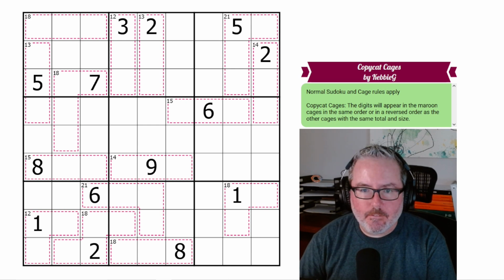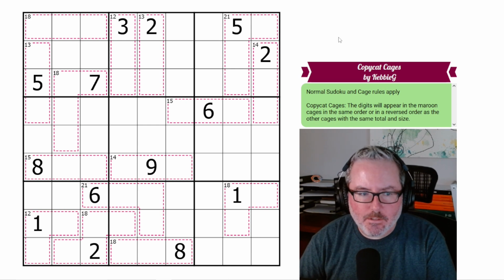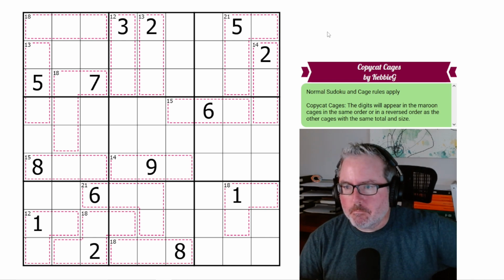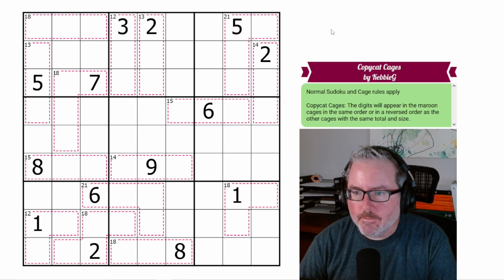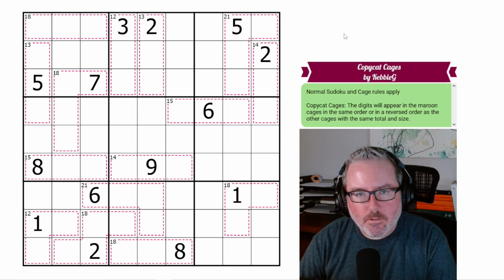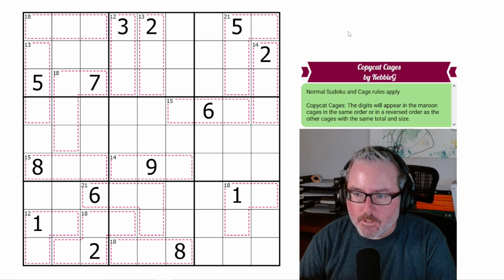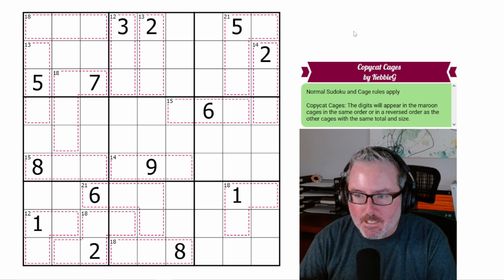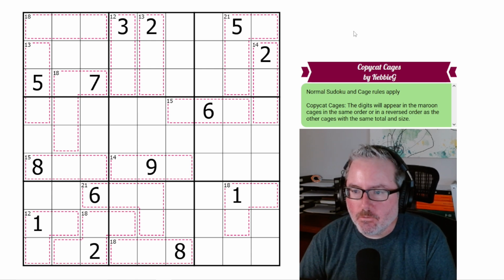So today we have a different concept for some rule sets that I haven't seen before, so I figured I'd give it a try, see what it turns out to be, and maybe it'll be interesting, and maybe you guys will enjoy it. So hopefully you do. Anyway, this one is called Copycat Cages by KebbieG, and there's only two rules.